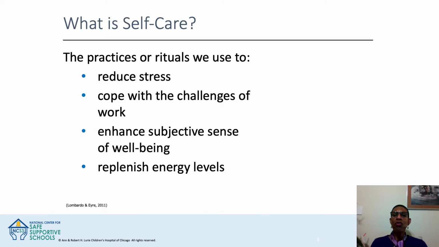Practicing self-care can really enhance our social and emotional competencies, and it certainly contributes to our well-being. When we think of self-care, we typically define it as those practices or rituals that we use to reduce stress, cope with the challenges of work and life, enhance subjective sense of well-being, and replenish our energy levels.